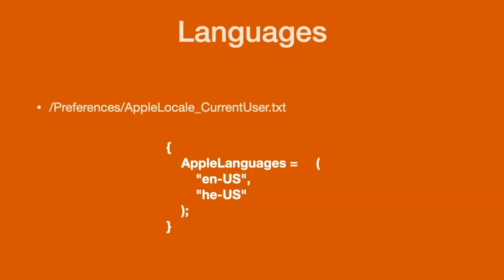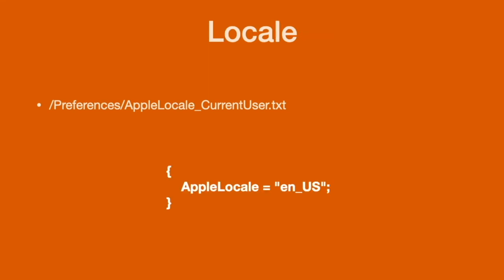You can also see the languages currently installed on the user's device in the same current user file. In this case, this device has both US English and US Hebrew installed. You can also look at the device's current locale, which is US English.